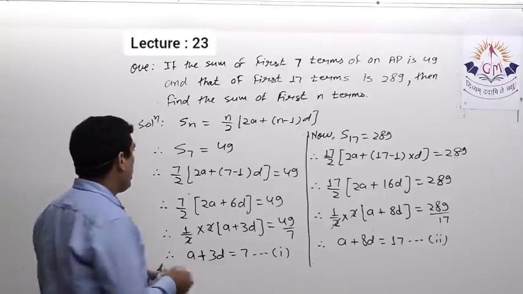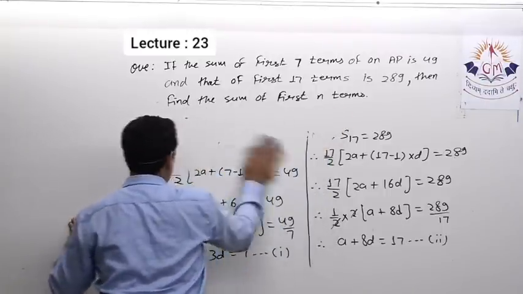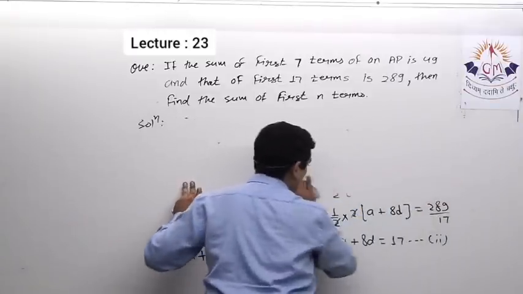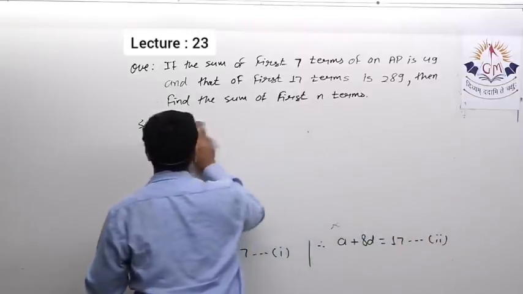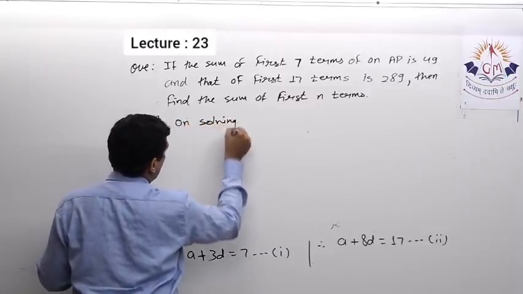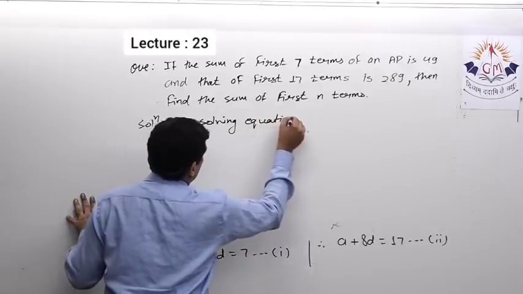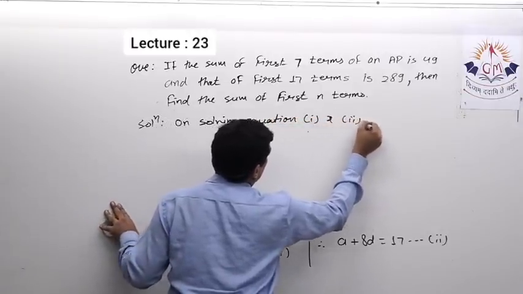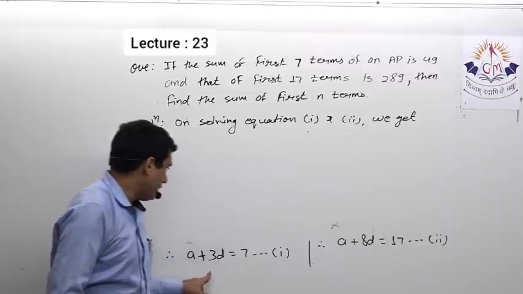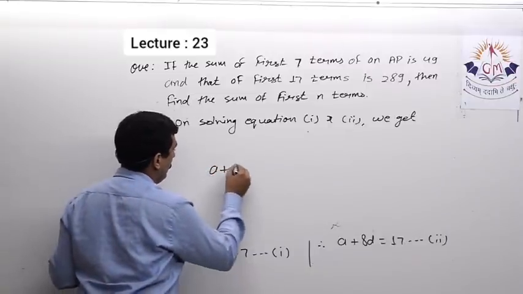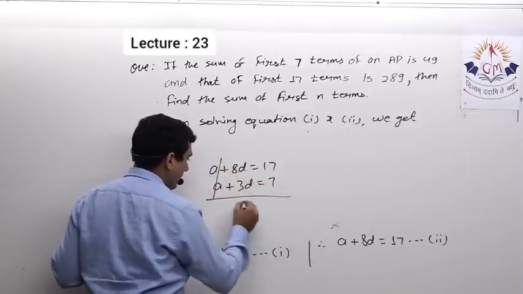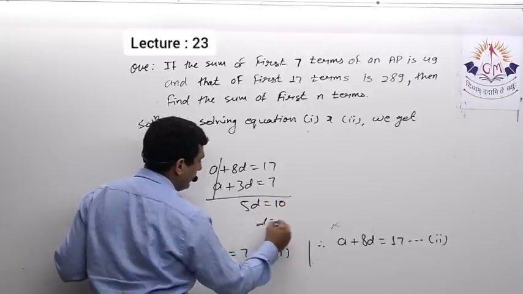Okay, now we'll see these two equations. On solving equations first and second, what do we get? See, on solving, how we'll solve, if I subtract first from second. Here I have a plus 8d equal to 17, and here I have a plus 3d equal to 7. On subtracting, this will cancel out, 5d equal to 10, d equal to 2.